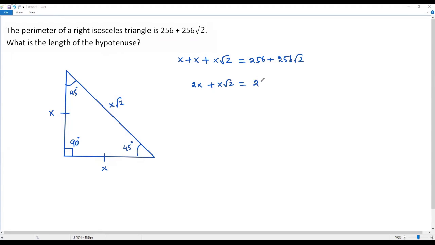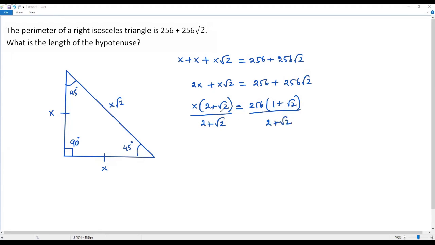On the right side, we have 256 + 256√2. We can factor x out from this expression. When I factor x out, I am getting 2 + √2. And here we can factor 256 out. Then we get 256 times (1 + √2). Now let's divide both sides of this equation by 2 + √2. Let me do it. Then this one will cancel out. I'm getting x on the left side.